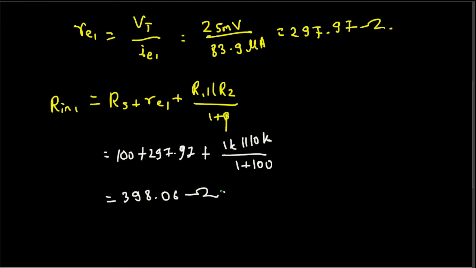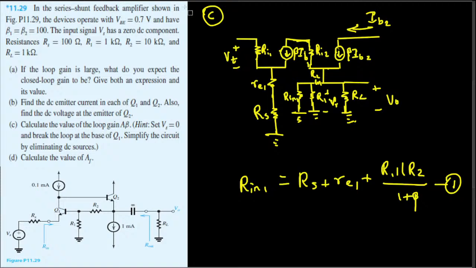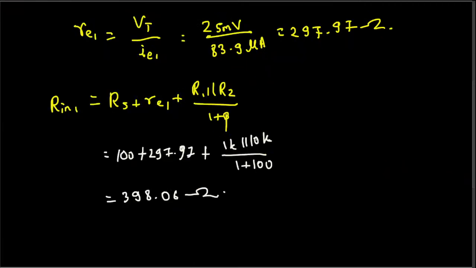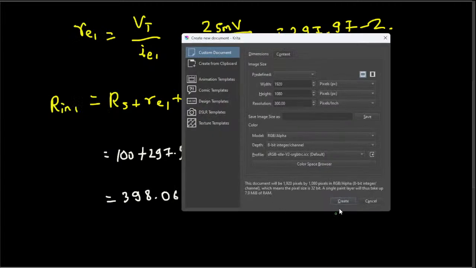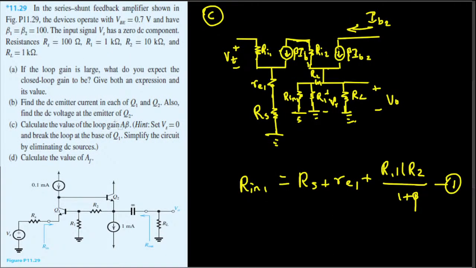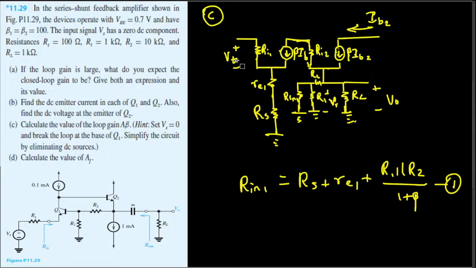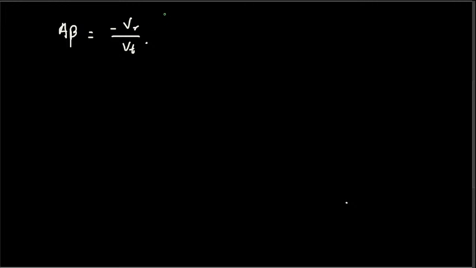Okay, now we have the Rin1 resistance, and also we have the RE1 resistance. Now we can go ahead and find the A beta, that is the loop gain. This A beta is nothing but negative VR over VT. So we have to find this VT voltage and also this VR voltage right here. If you find both of them, then plug them in, that's the A beta, and we also have to include a negative sign.